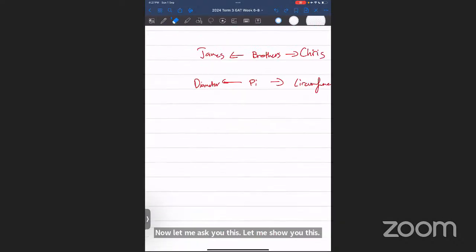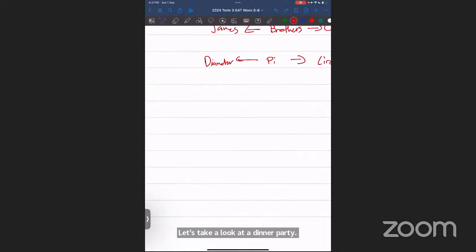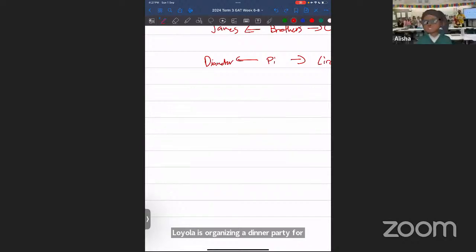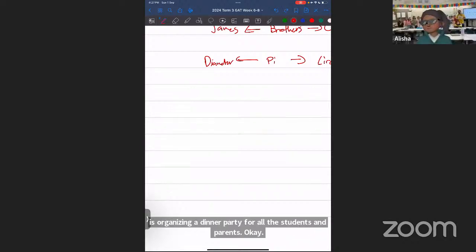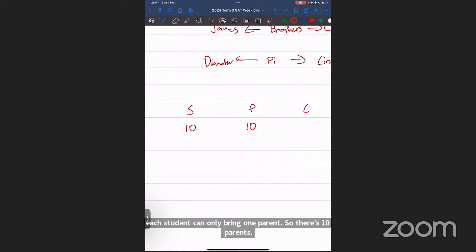Let's take a look at a dinner party. Alicia, Loyola is organizing a dinner party for all the students and parents. We're going to have students, parents, and then we're going to have cost. There are 10 students, and each student can only bring one parent, so there are 10 parents. And Alicia, would you say that parents eat more food than children or students?